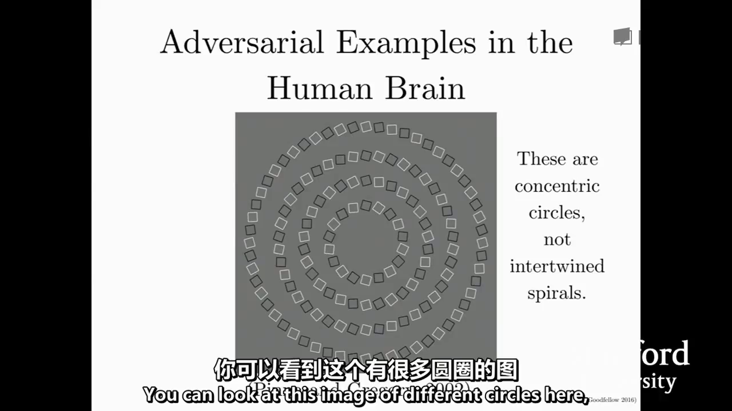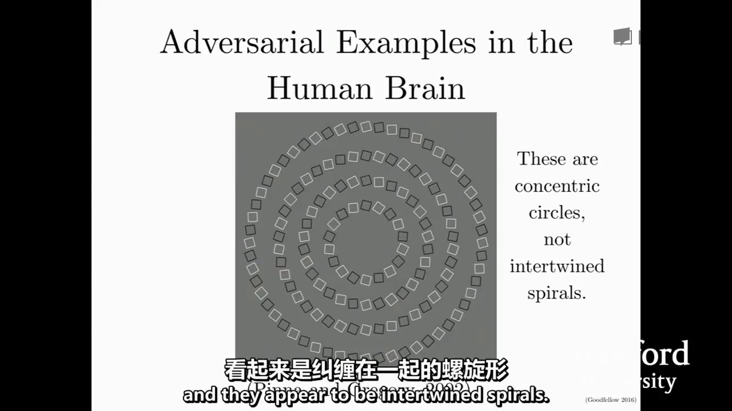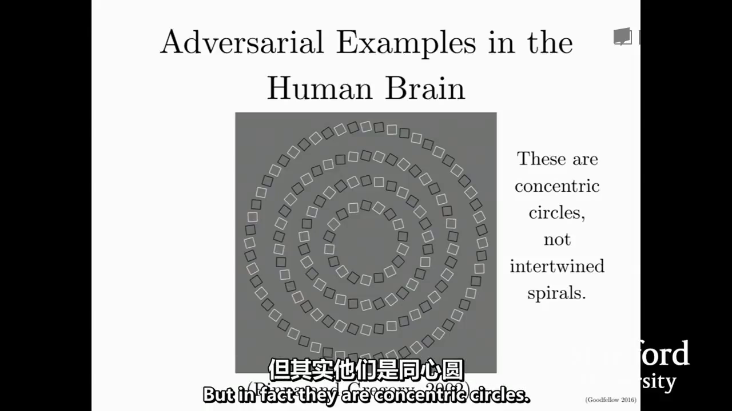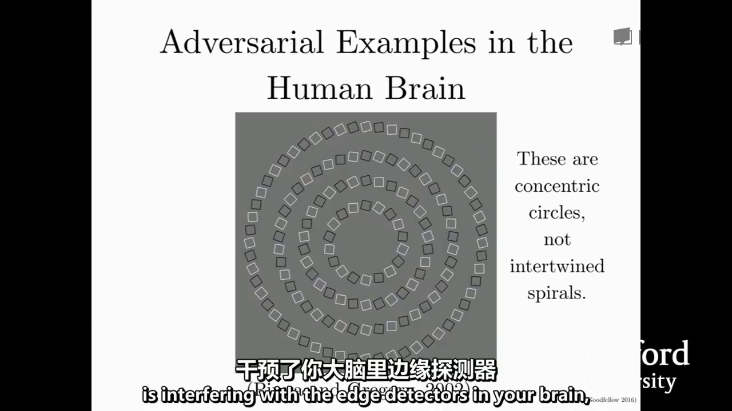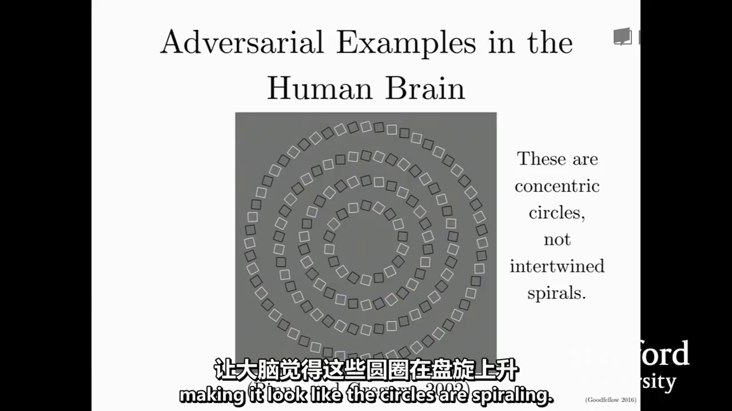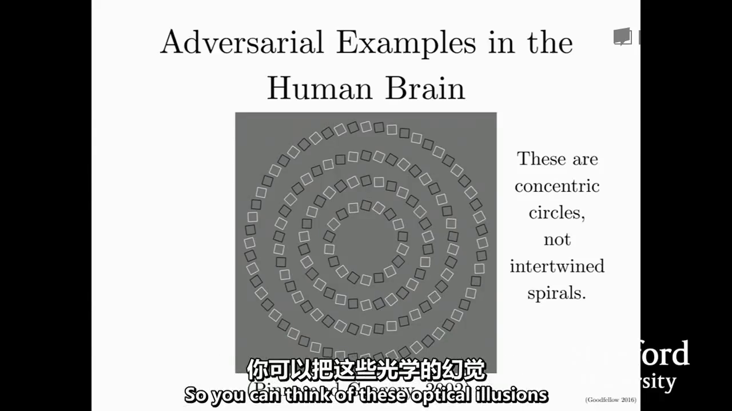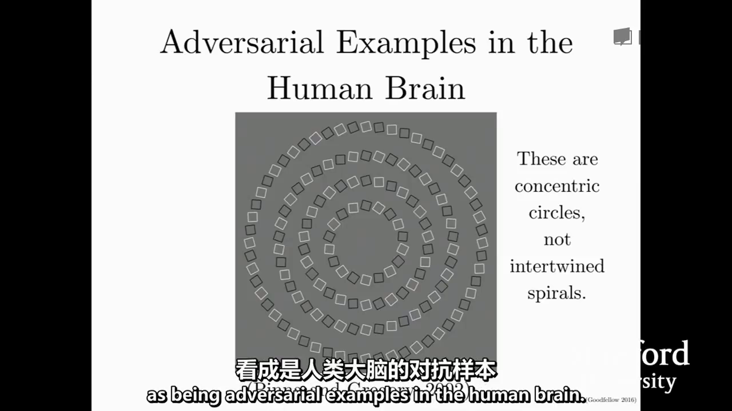You can look at this image of different circles here, and they appear to be intertwined spirals. But in fact, they are concentric circles. The orientation of the edges of the squares is interfering with the edge detectors in your brain and making it look like the circles are spiraling. So you can think of these optical illusions as being adversarial examples for the human brain.